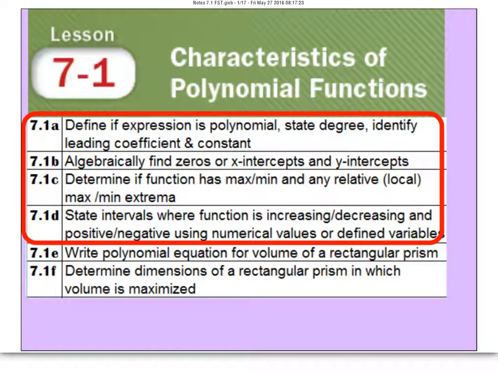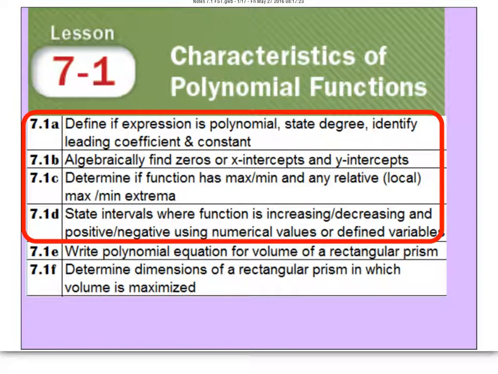In this video, we're going to focus on learning objective A. We're going to define if an expression is a polynomial. If so, we'll state its degree, identify the leading coefficient, and the constants.